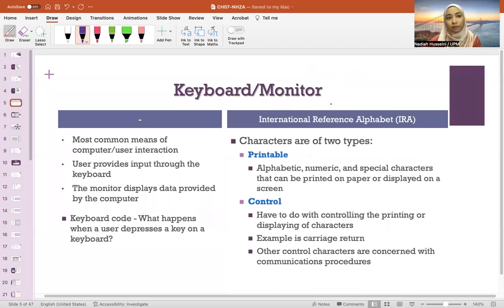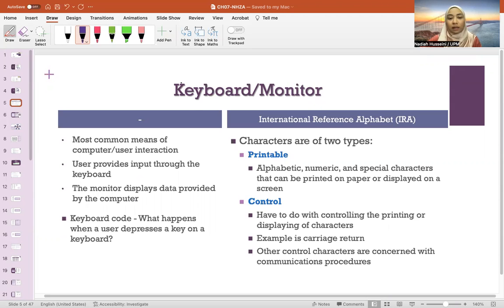So we were talking about the keyboard just now. Keyboard and monitor are not basically the same thing, obviously, but they are both external devices, or can be categorized as peripheral devices. It is the most common means of computer and user interaction. The user provides input through the keyboard. The monitor displays data provided by the computer.